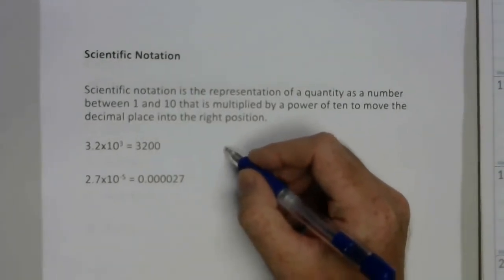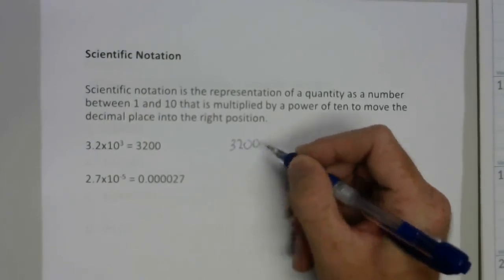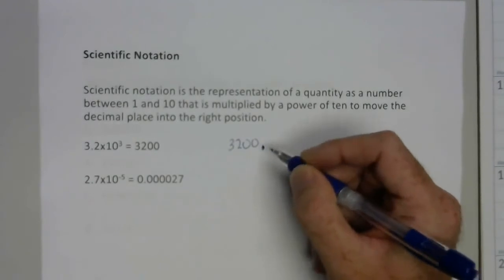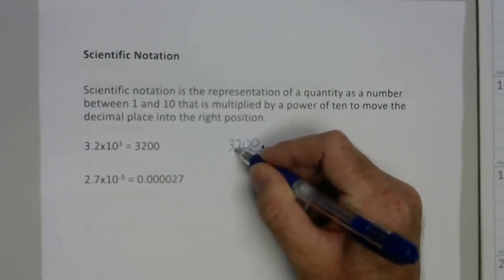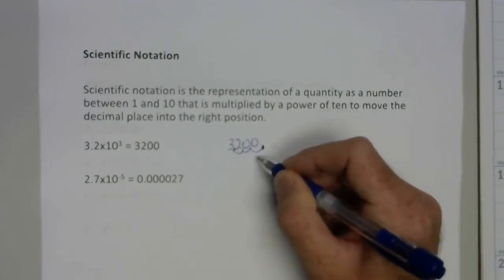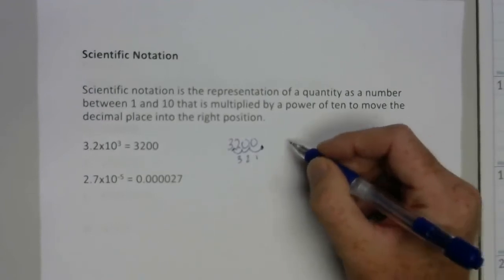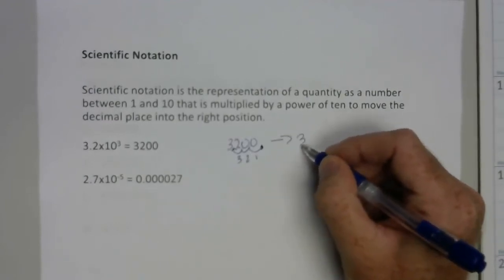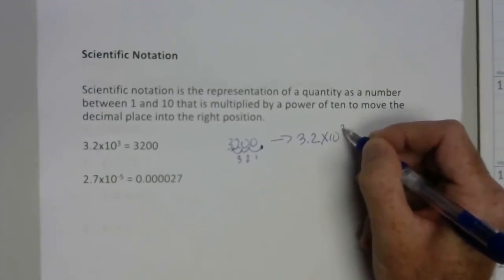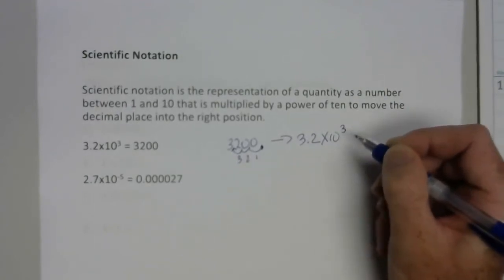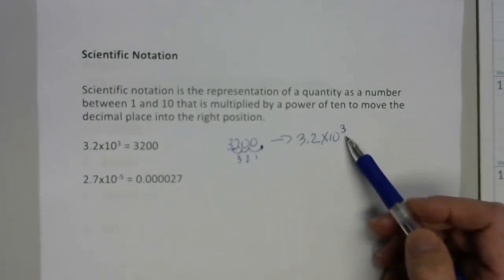Practically speaking, if we take our 3200, the decimal place is going to be right there. We're moving it 1, 2, 3 places, 1, 2, 3, to get the decimal place in the right position, which leads us to 3.2 times 10 to the positive third. So we move that decimal to the left and you get a positive exponent.